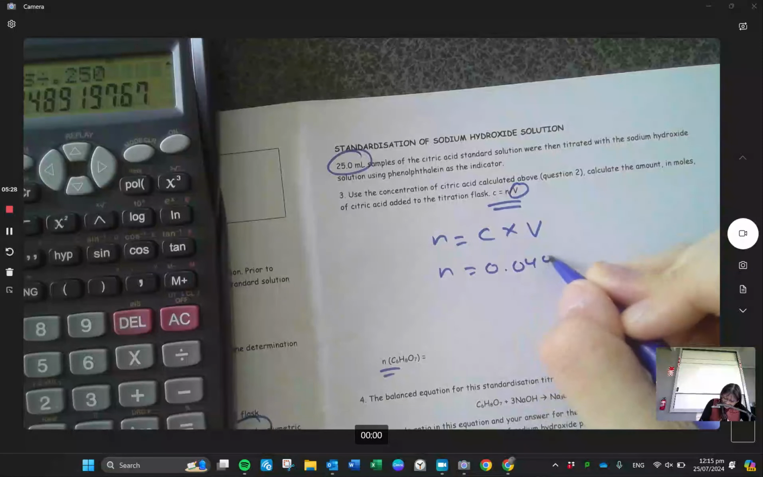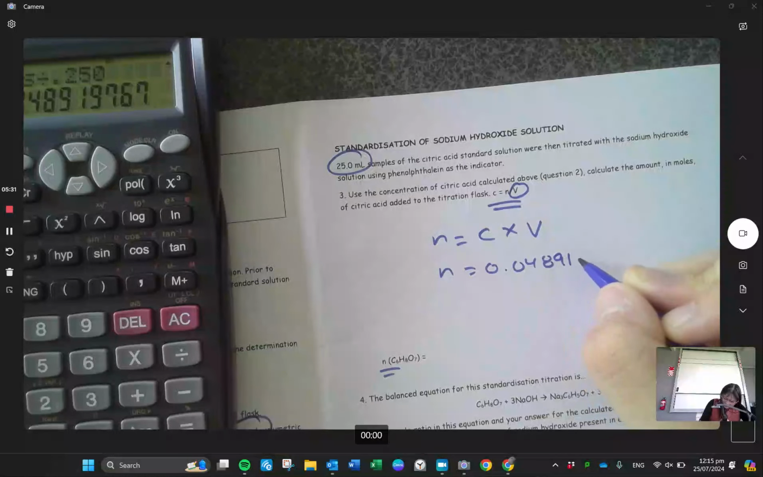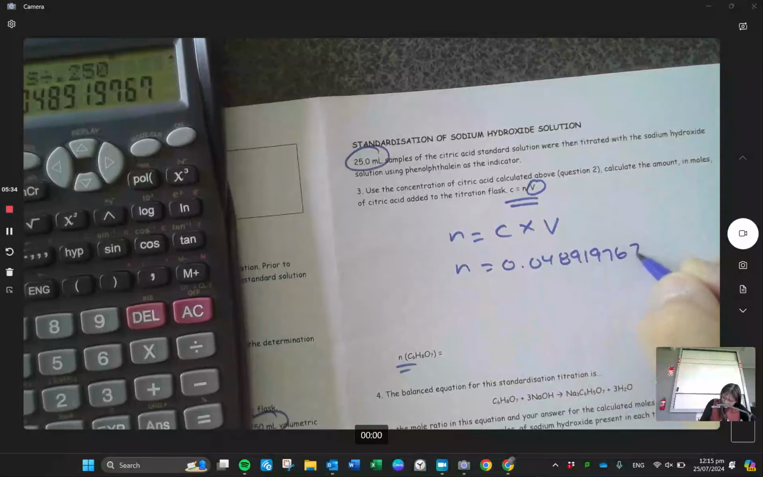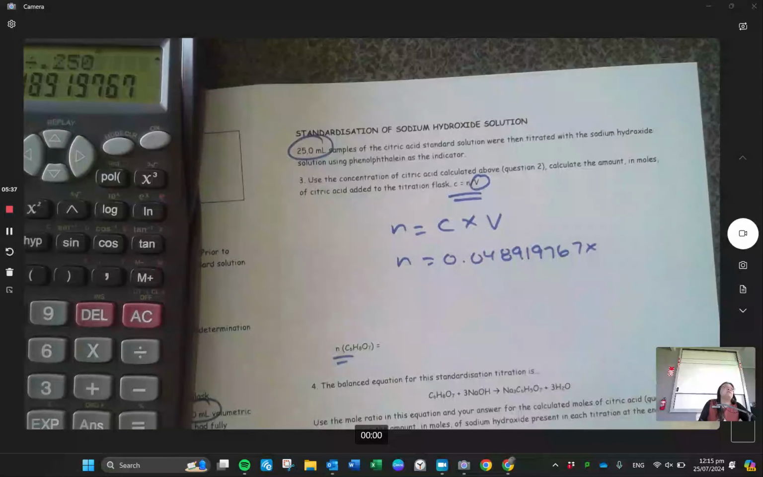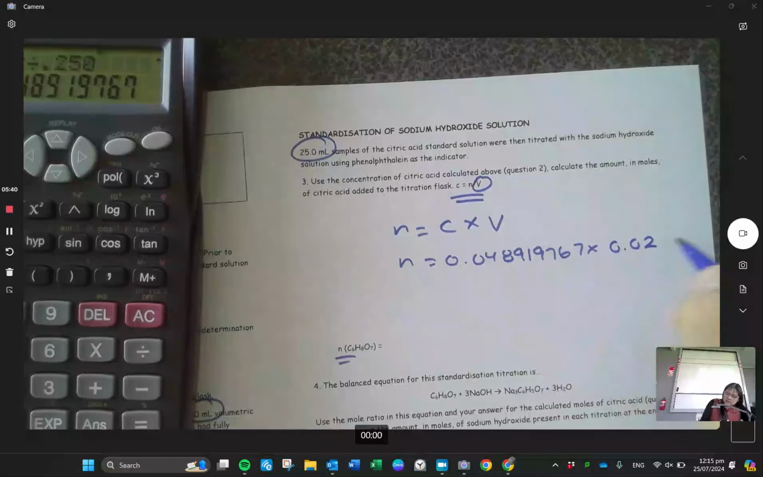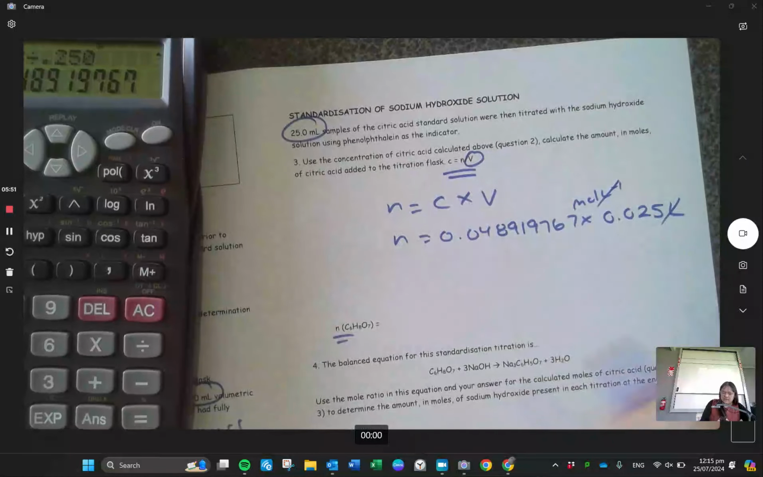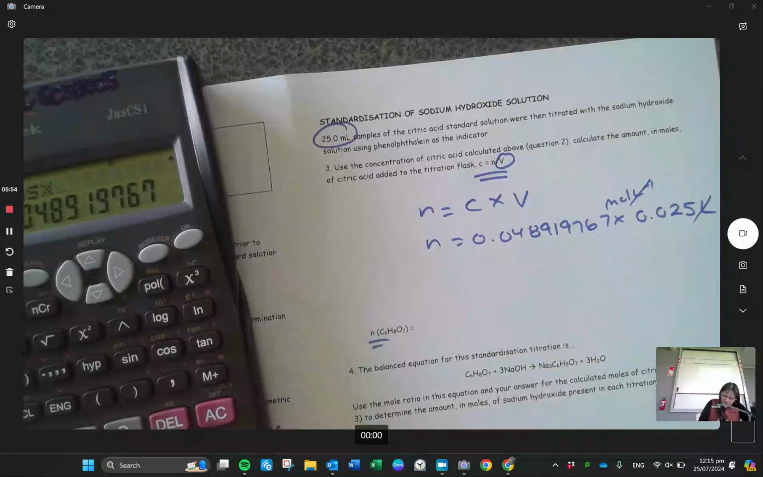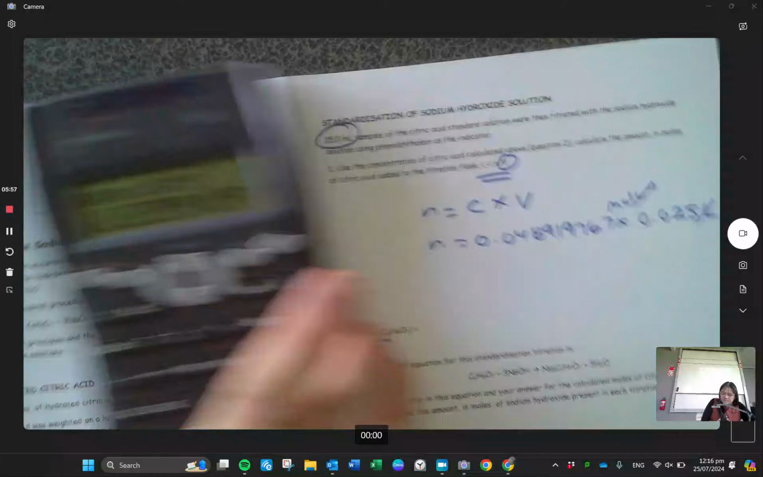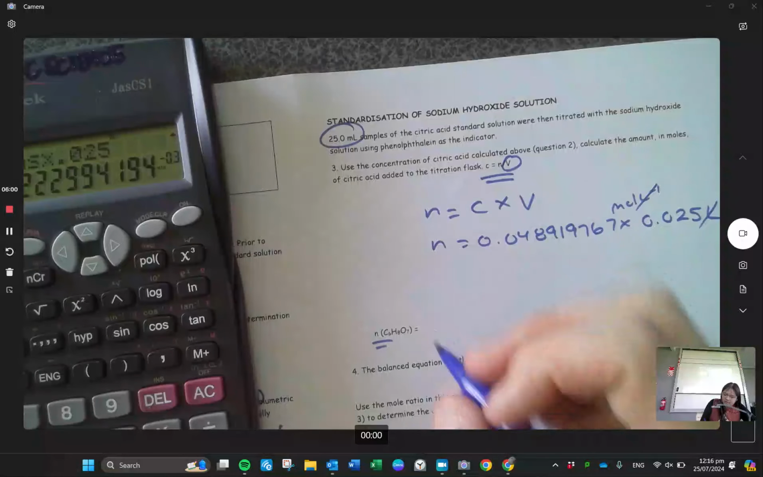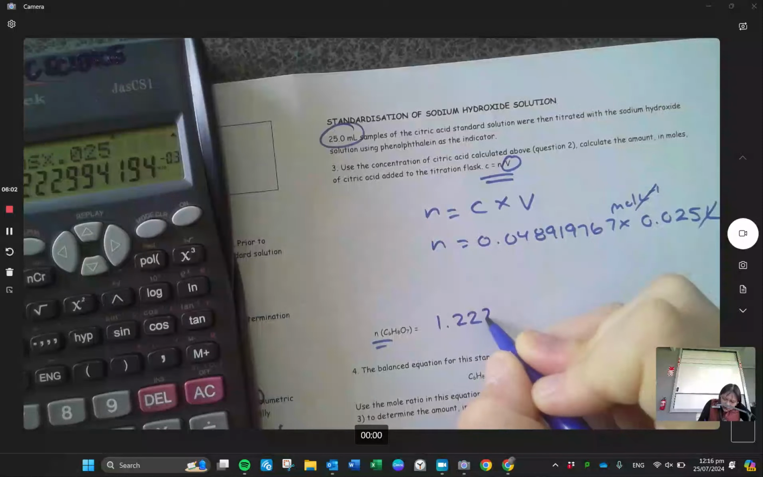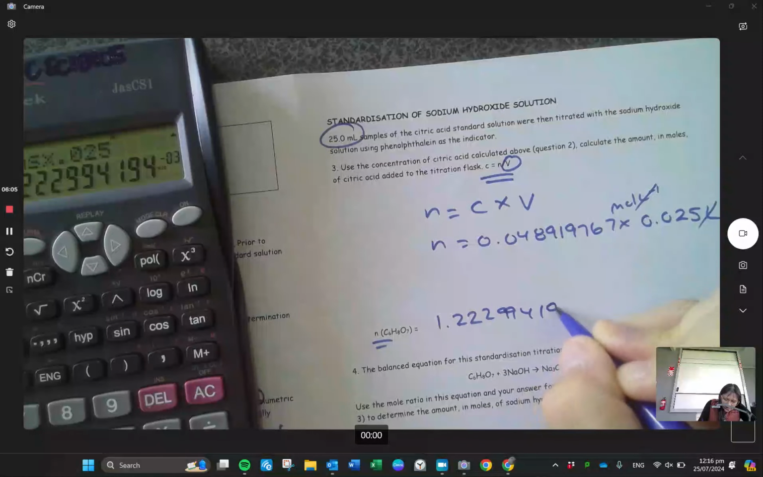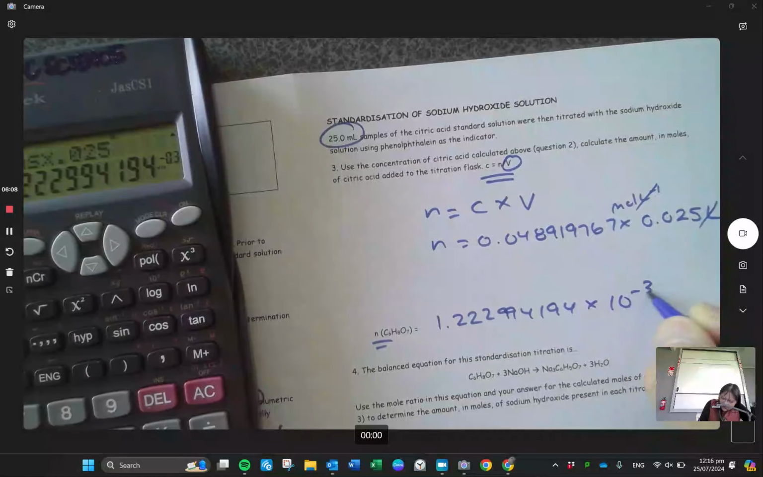Isn't it great that the stuff that you did in the last question you use in the next question? How logical is that? Times volume. Remember, 25 milliliters converted into liters, 0.025 liters. And this is in moles per liter, because I want those liters to cancel out. So if you're not sure what unit to use, do stuff like that. I can see liters cancel out, so I take that answer, times it by 0.025, there we go. And now I get my number. It's 1.222994194 times 10 to the negative 3 moles.